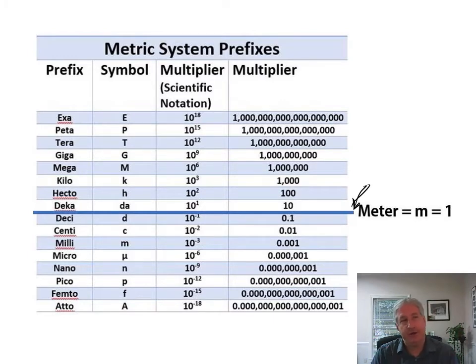What I want to do is introduce you to the metric system of measurement. And you can use these prefixes for any of the things. It can be meters, grams, or liters. So you can have a milliliter. So 1 milliliter is 0.001 liters, or a liter is 1,000 milliliters, or a kilogram is 1,000 grams. Those are the kinds of things that we're trying to get across here.